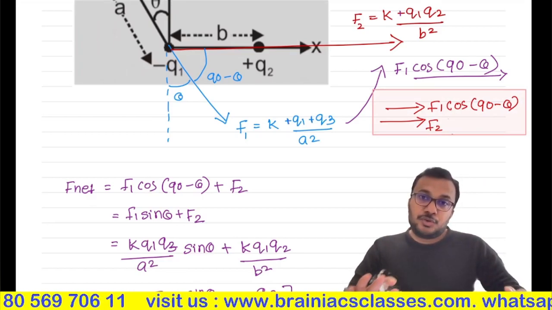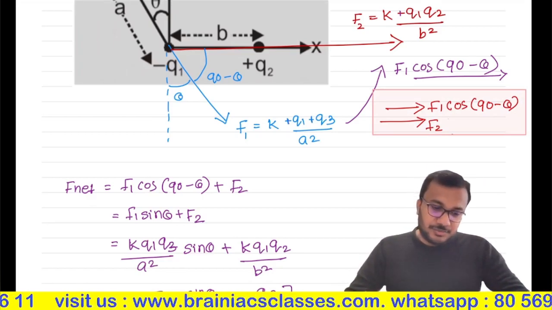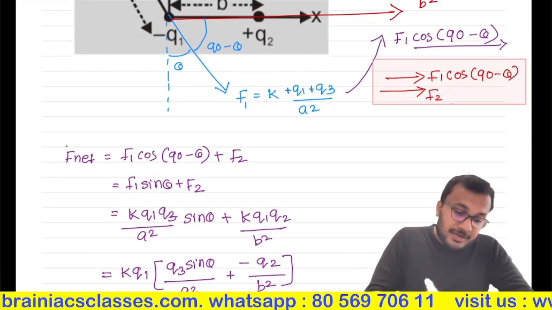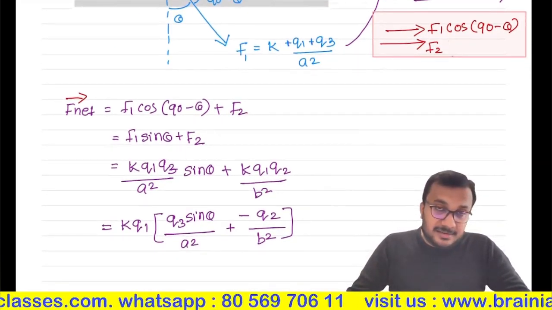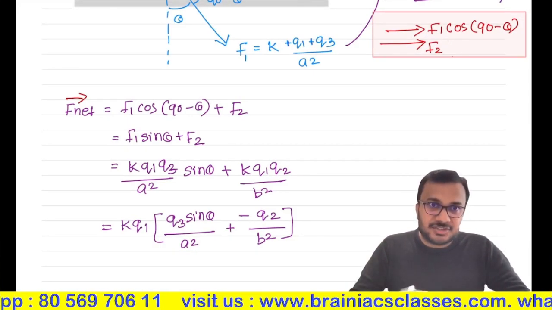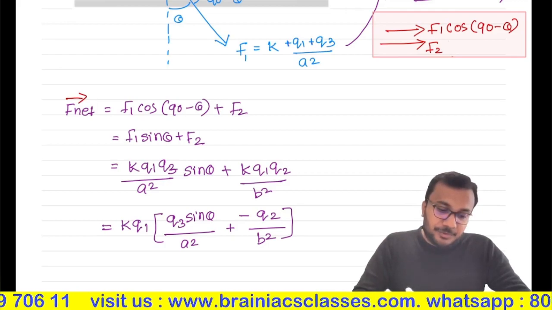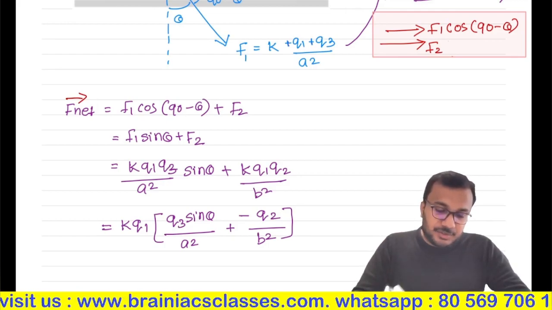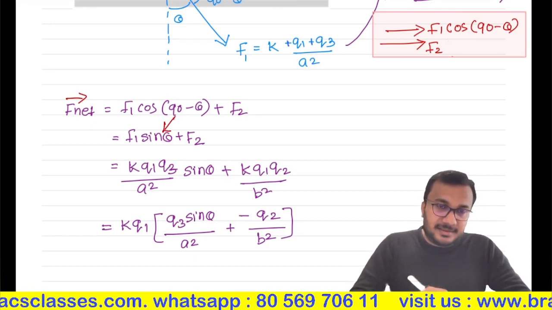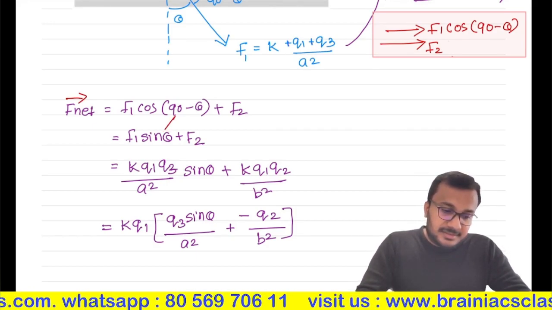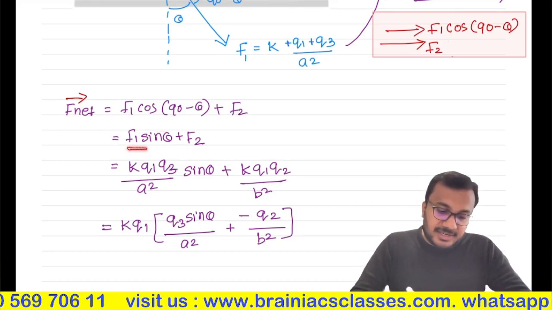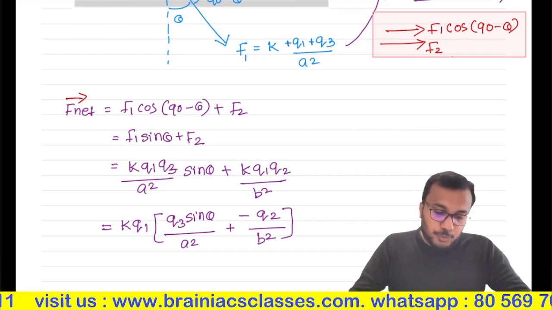Two forces, two vectors are acting in the same direction. What should I do? I need to find out the vector sum. How to find the vector sum? F net vector. Two vectors in the same direction, so I will add F1 cos 90 minus theta plus F2. Cos 90 minus theta is called what? Sin theta. So cos 90 minus theta is called sin theta. So F1 sin theta plus F2.